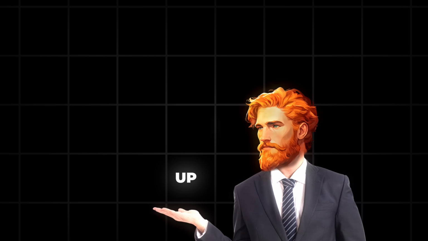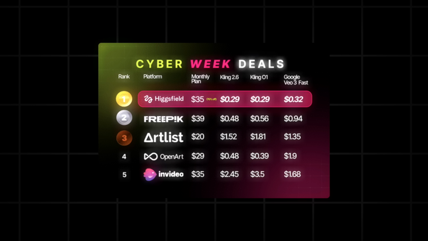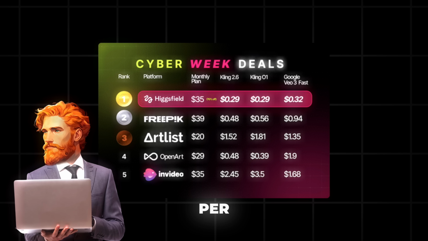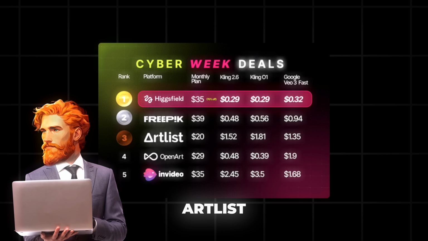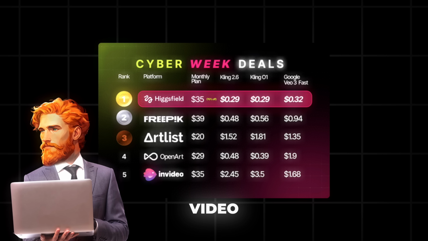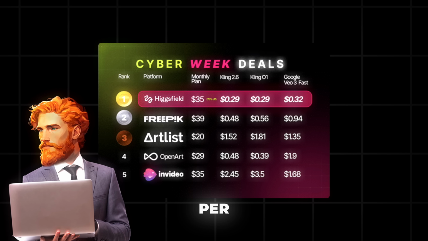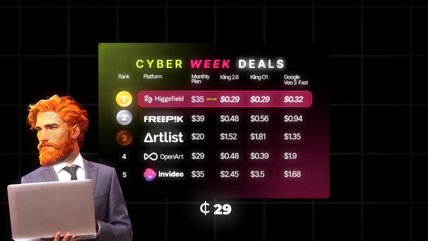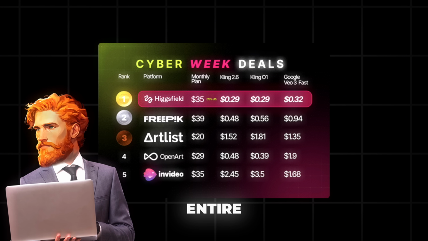But even if you don't win, Higgsfield has some of the most competitive pricing in the entire AI video space. Let me show you what I mean. Let me break down how Higgsfield stacks up against the competition. Look at the cost per video. Freepik charges 48 cents per Kling 2.6 generation. Artlist, $1.52. Invideo, $2.45 per video. Higgsfield, just 29 cents per video. The best value in the entire AI video space.